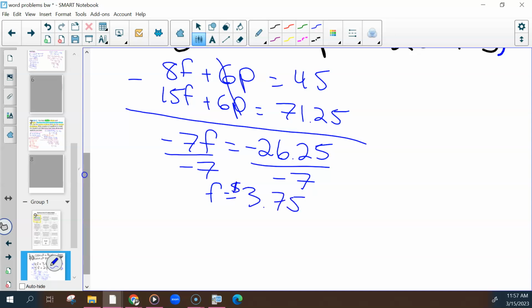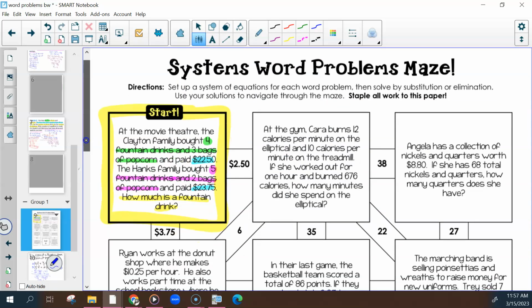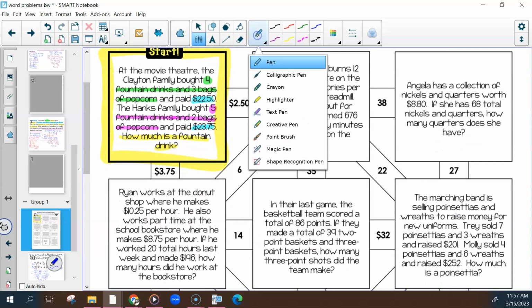3.75, so $3.75. Be careful when you're solving. If you end up with a negative on one side, you should have a negative on the other. You should not end up with a negative number. Real world problems won't allow you to do that. So that means we're going to go this way.